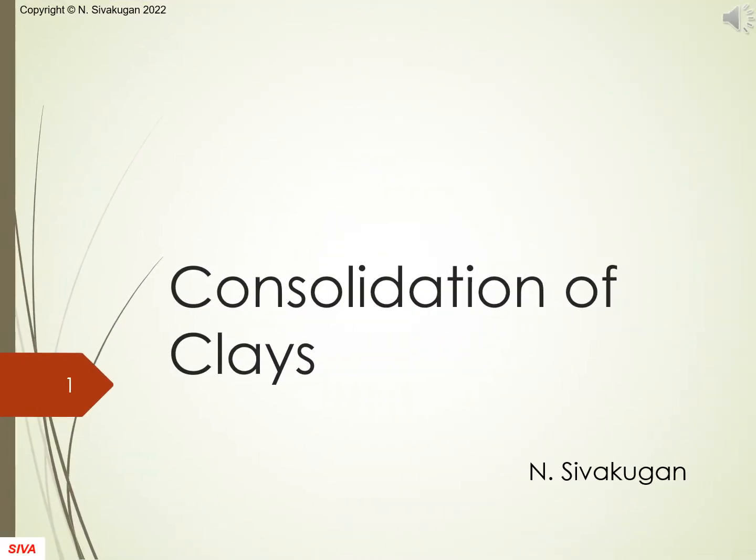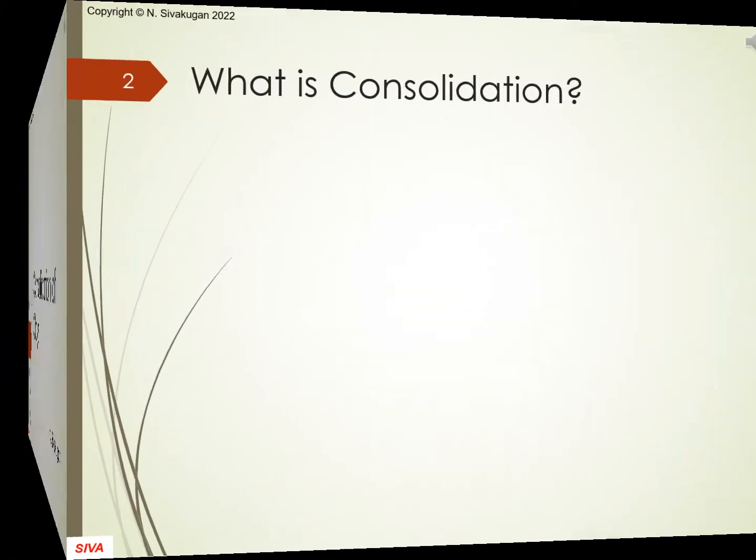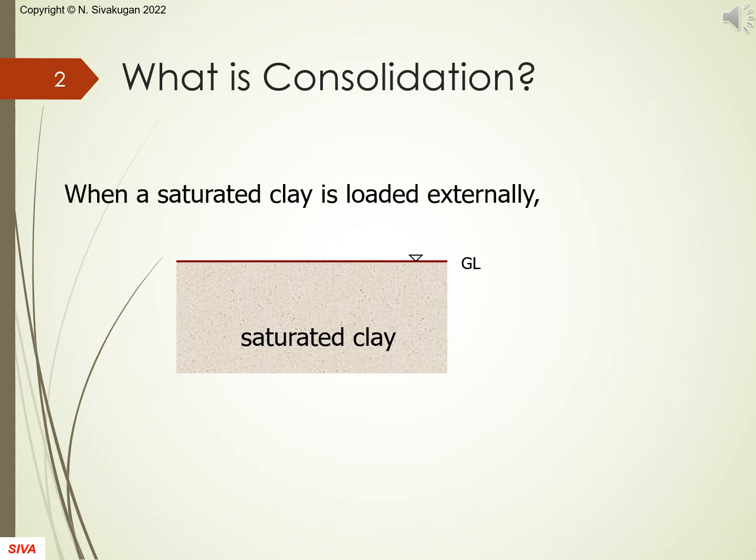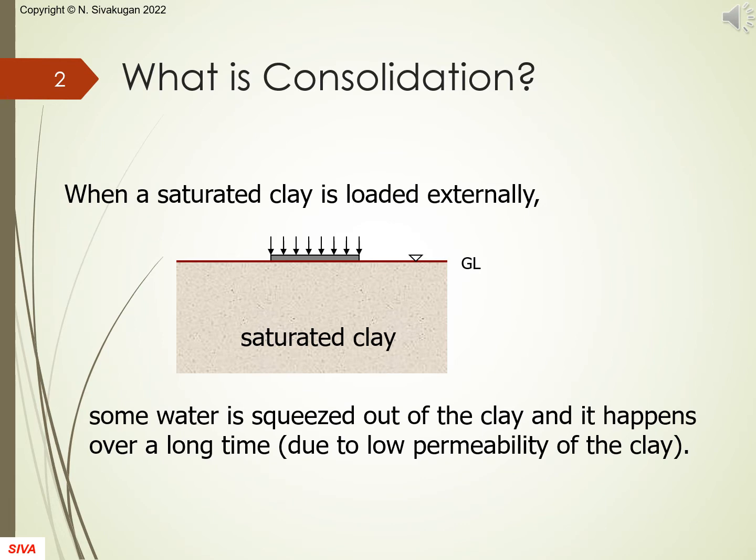In this chapter, we will discuss consolidation of clays, mainly saturated clays. When we construct a building or an embankment on top of a saturated clay layer, the clay is squeezed and some water drains out and the void ratio decreases. Due to the low permeability of the clay, this process occurs over a long time and is known as consolidation.